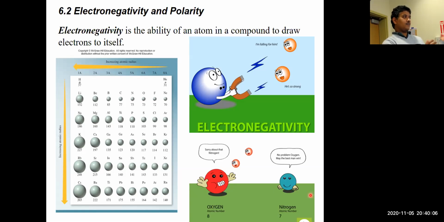And nitrogen seems to be taking it gracefully because it says, no problem, oxygen, may the best man win. That's how it works in science. May the best man win. All right. I hope you enjoy these jokes. Now let's move on to science again.